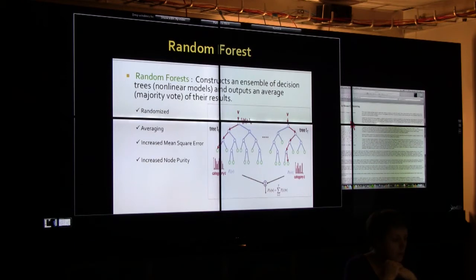And the second one is more interesting, the increased node purity. What it does is it permutes the value of a certain variable, and then it measures the effect of that permutation on the prediction. If it has a big effect, if it destabilizes the prediction, that means that the variable is critical. And if it doesn't have a great effect, then it's not so critical in the analysis.